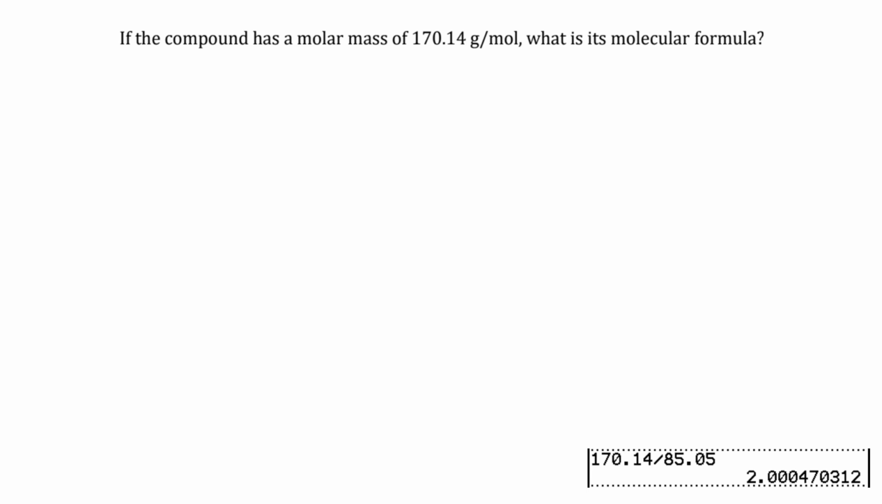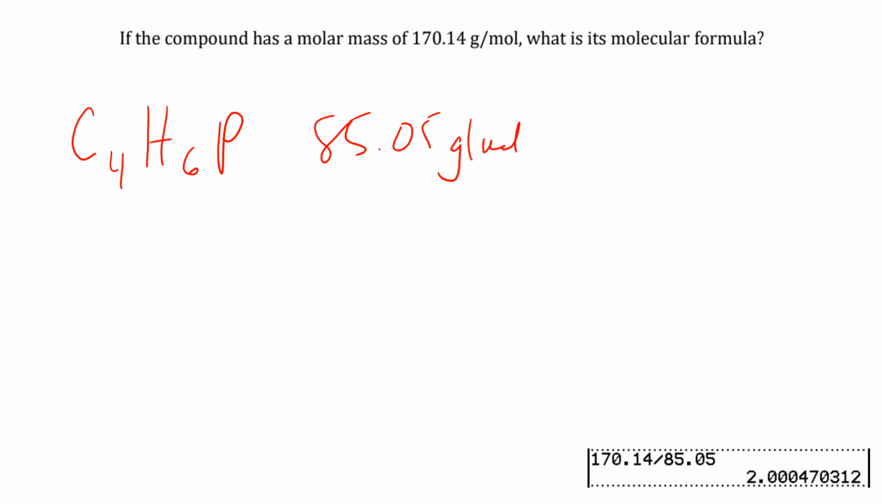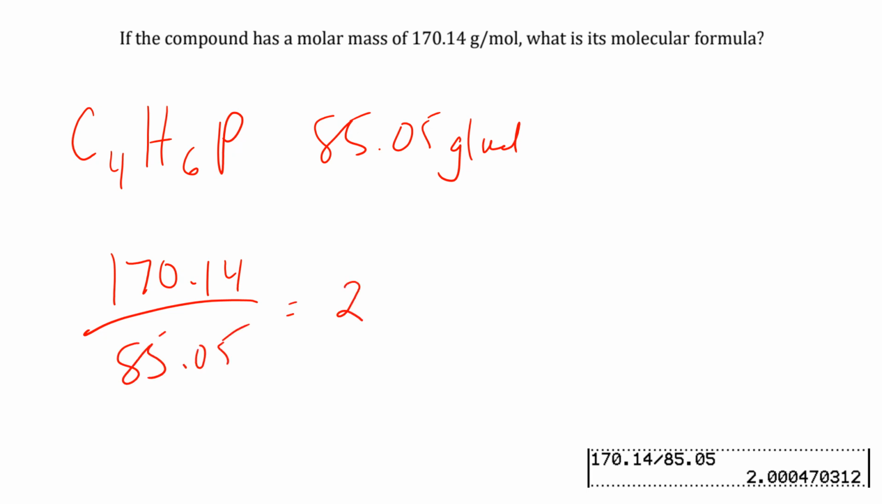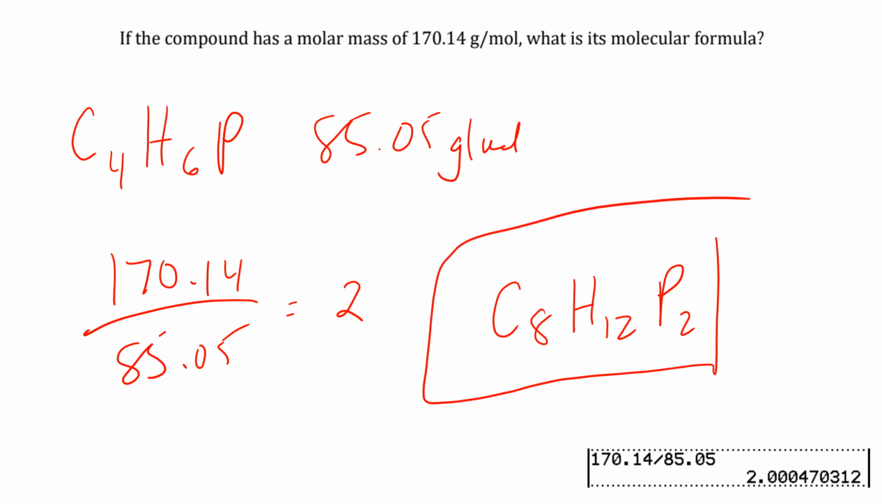If the compound has a molar mass of 170.14 grams per mole, what is the molecular formula? C4H6P has an empirical formula mass of 85.05 grams per mole. So you take your 170.14 divided by 85.05, you'll end up with 2. So you're going to take your 2 and distribute it. So you end up with C8H12P2.